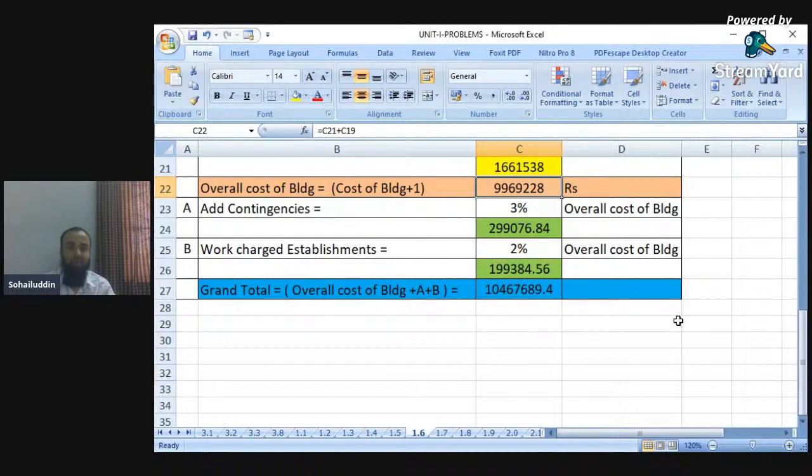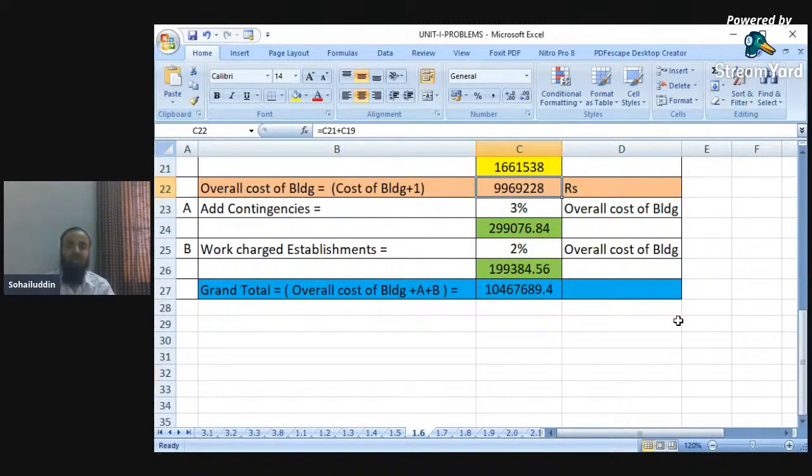In this way, the grand total cost of the school building for a capacity of 300 students is 10467689, that is about 10 crores 46 lakhs 7,689. So this is the approximate cost. It is not the actual cost. The actual cost we have to find out by various detailed methods, which we will study in later lectures. This is just an approximate method. The plinth area method is an approximate method.